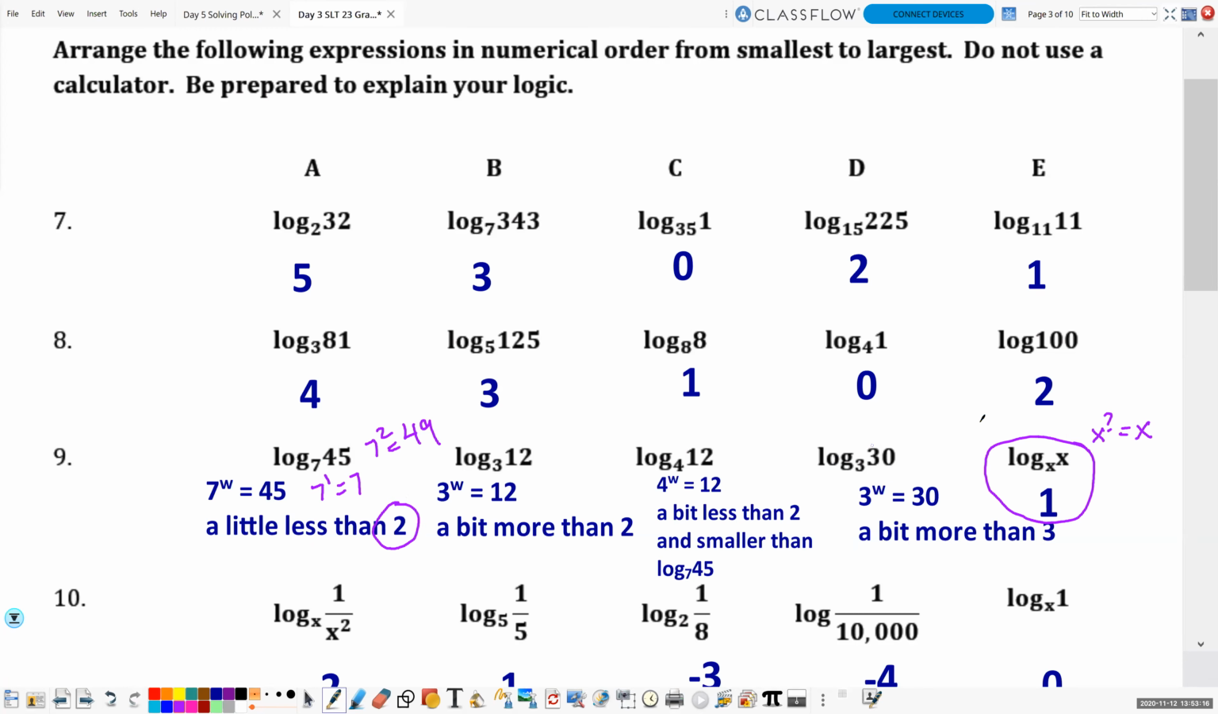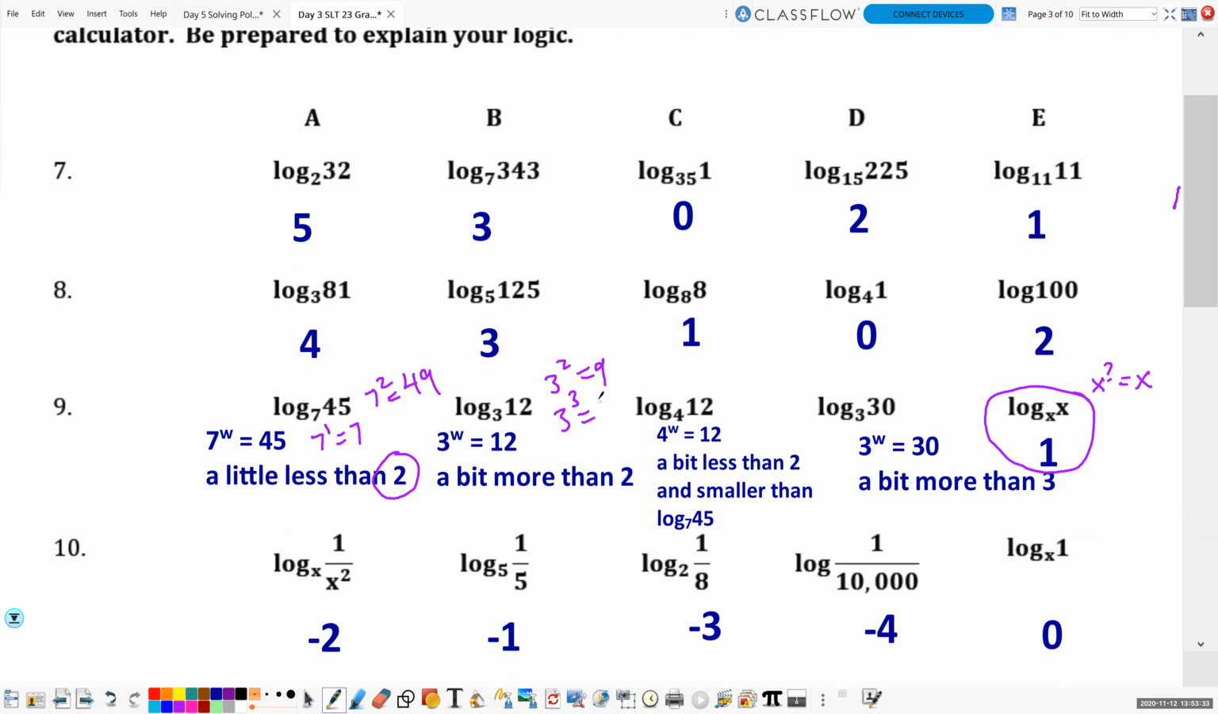Did they not rank these largest to smallest? That's sad. So then 3 to what power gives you 12? Well, 3 squared is 9. 3 to the third is 27, but it's closer to 9, so it's a little more than 2. Person who asked about number 9, are you following my logic with how I'm coming up with these values? Okay. And then, I'll be honest with you, I think the ranking is a little tricky.